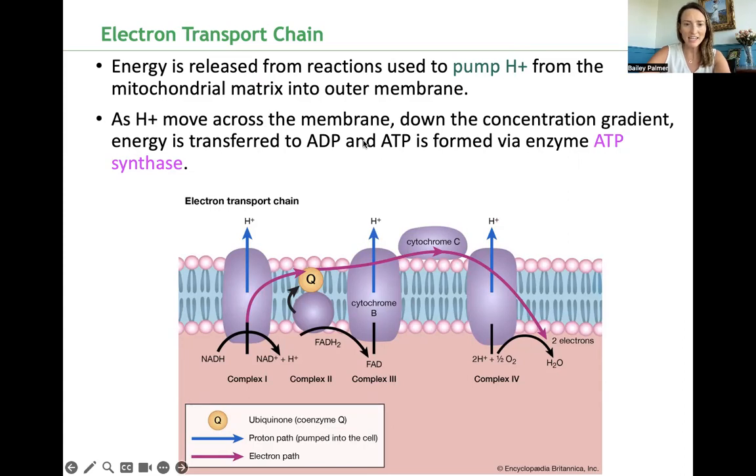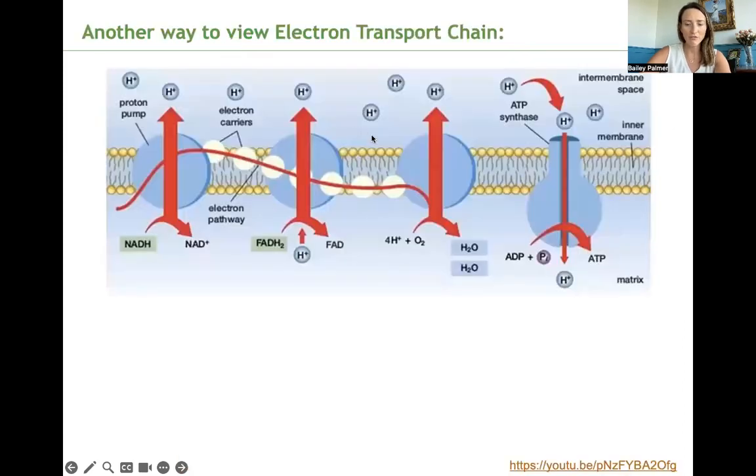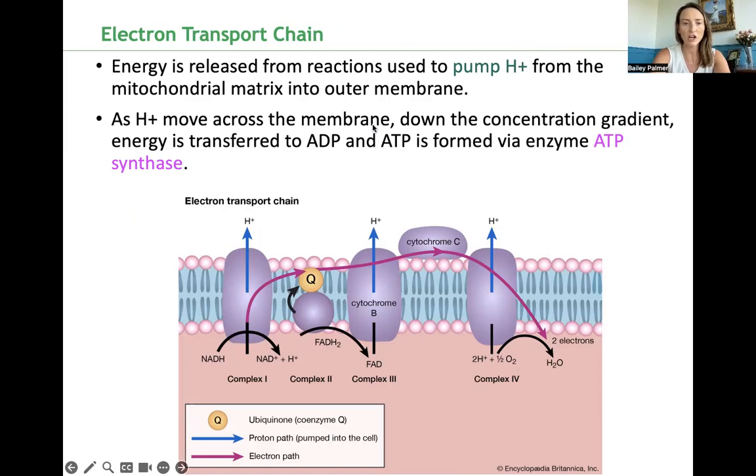So the concentration gradient is going to be created when we have a high amount of hydrogens across this outer membrane space within the electron transport chain. So that creates a higher concentration gradient. If you continue reading this bullet point, energy will then be transferred to turn ADP into ATP. So we'll talk about that in just a second.